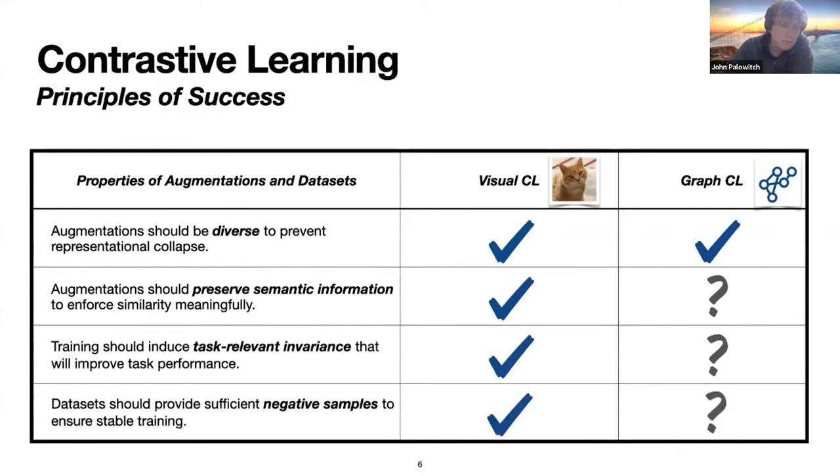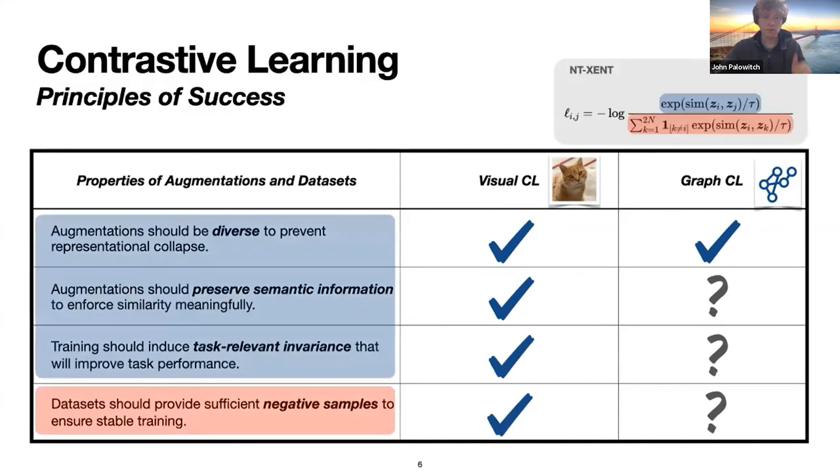And fourth, datasets should provide sufficient negative samples to ensure stable training. The large size of many image datasets ensures this is true for visual contrastive learning, but it's unclear if this is true for GraphCL, where datasets are also often quite small. Furthermore, these principles can be straightforwardly related back to the contrastive loss.